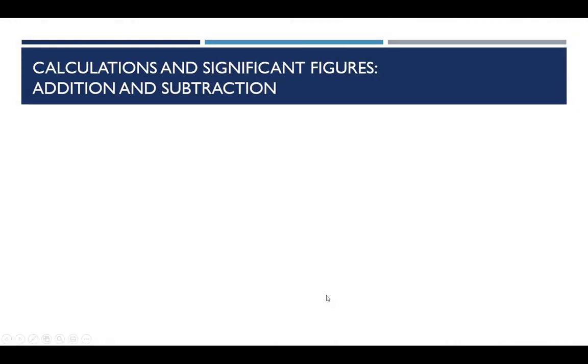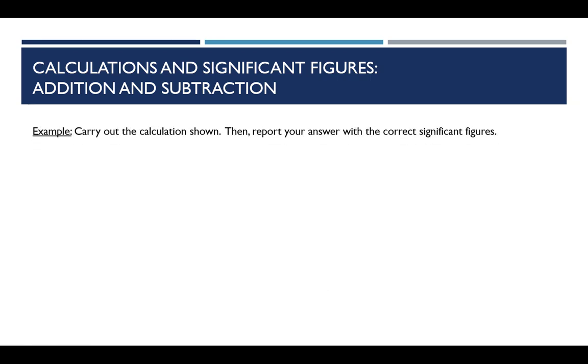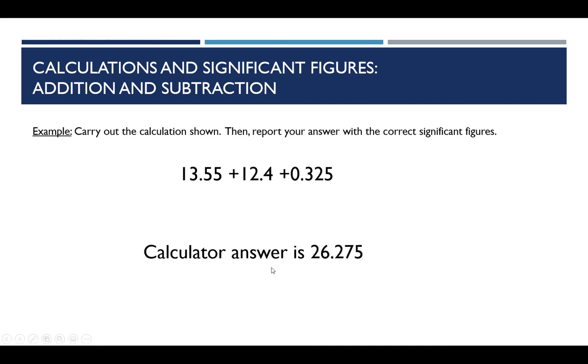So this one's a little bit trickier to understand, so let's again look at some examples. So here's a calculation. I have 13.55, 12.4, 0.325, and I'm wanting to add these all together. So I can add those in the calculator, and the calculator gives me 26.275.